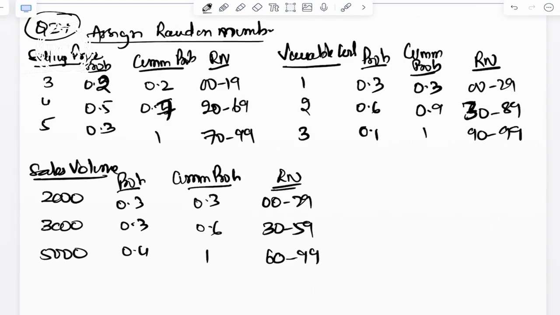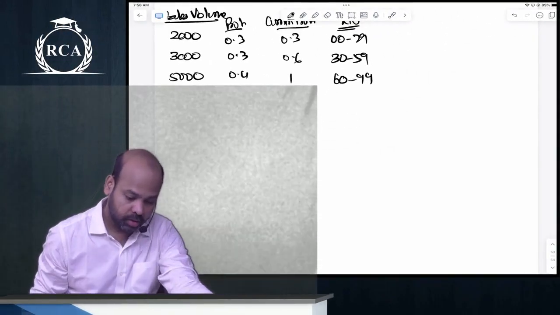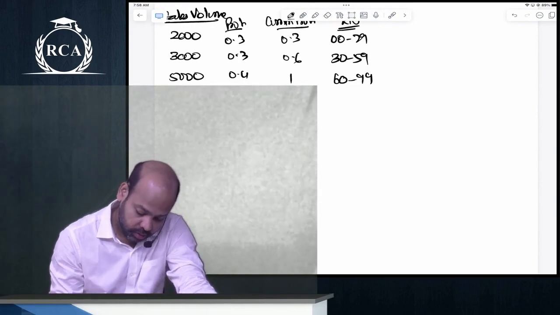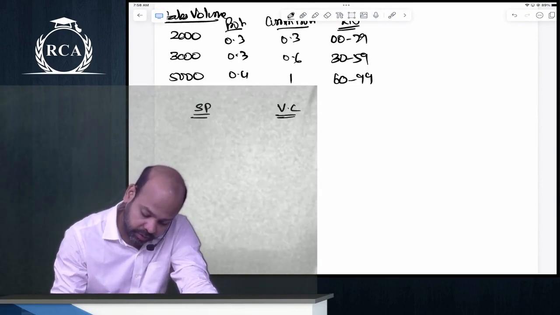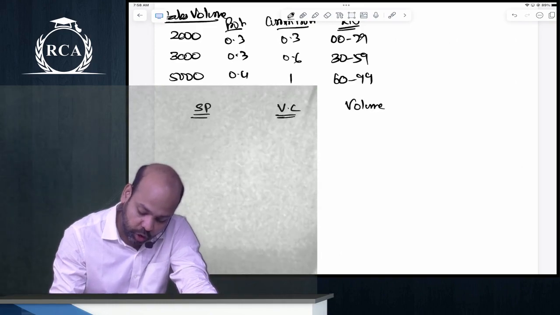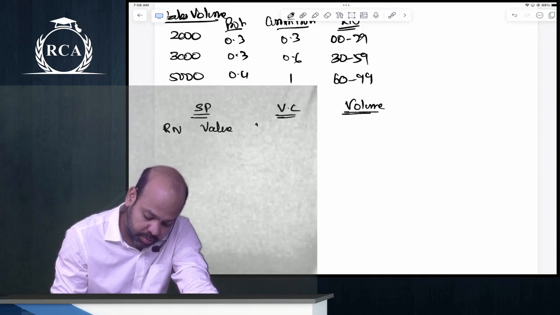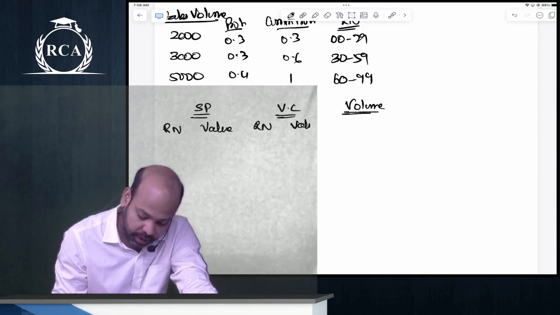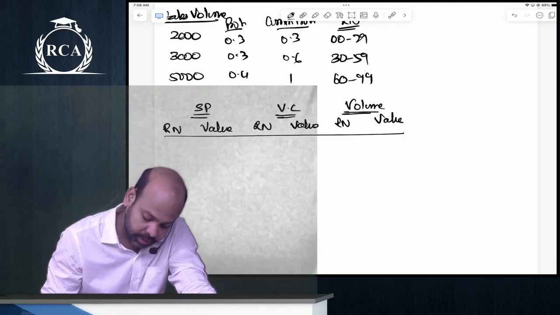Did we get the answer, guys? Average profit कितना है बेटा? The first one, beta, is selling price, next is variable cost, next is volume. Fixed cost is constant. You have to pick up random number and the corresponding value. First, you will write random numbers for all of them.